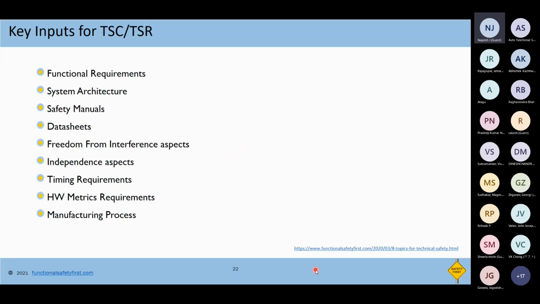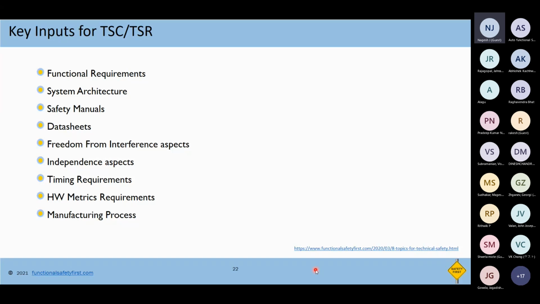With this, I've given all the inputs that are required for understanding the key aspects of functional safety. Now we really jump into the inputs that are required for creating a technical safety concept. The technical safety concept takes basically the inputs from functional requirements. Finally, your system has to meet some functional requirements. You cannot have just safety mechanisms in your system. So you need to have functional requirements. That is the key input.